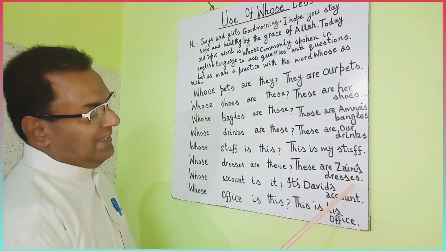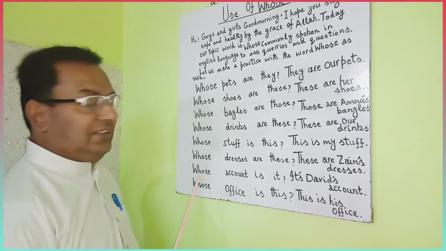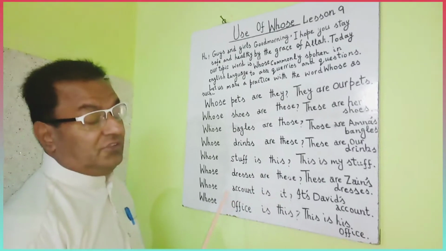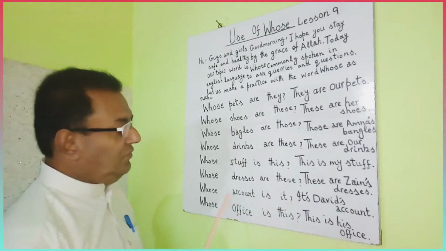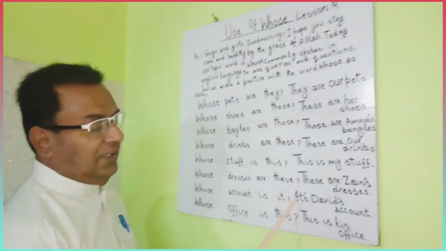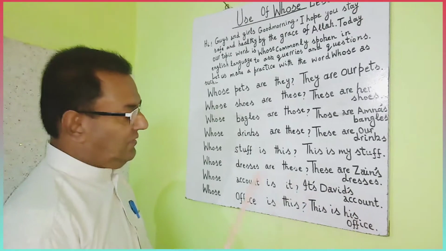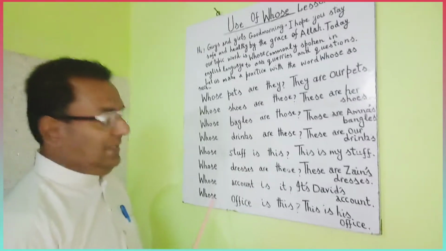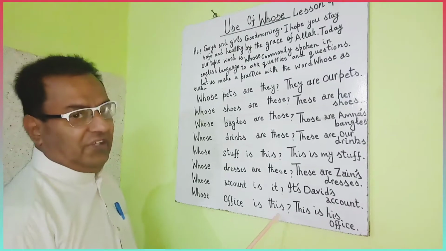And next query you can see: Whose account is it? It's David's account. And last query is: Whose office is this? This is his office.